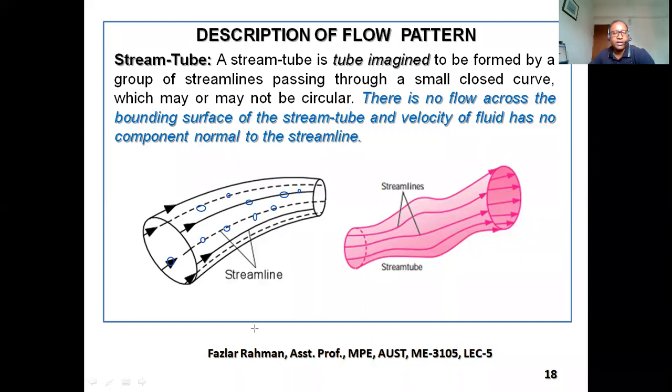That means the fluid element should not flow in this direction, because as per the definition, this is an imaginary tube, always flowing along the streamline. And the cross section may not be circular. So like this one on the right side, if there is no flow across the bounding surface of the stream tube, the velocity of the fluid has no component normal to the streamline. Along the perpendicular direction, there will be no component of velocity.